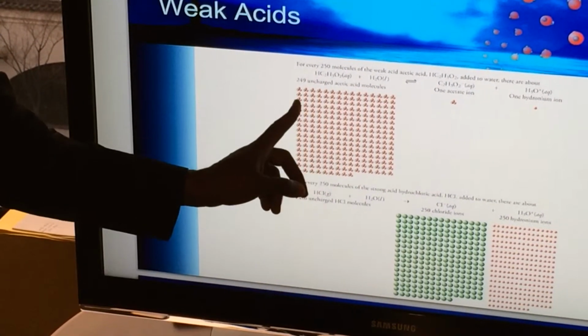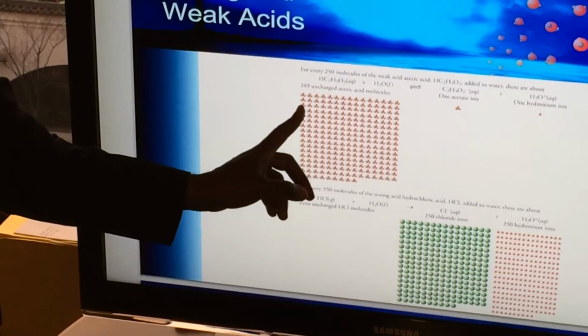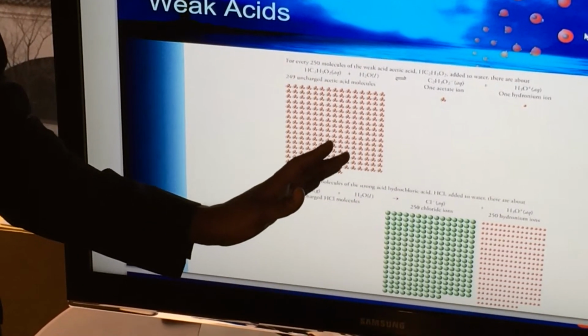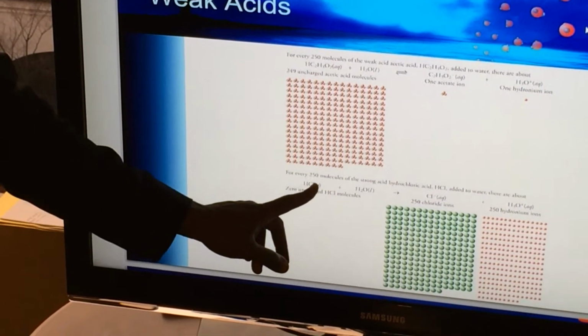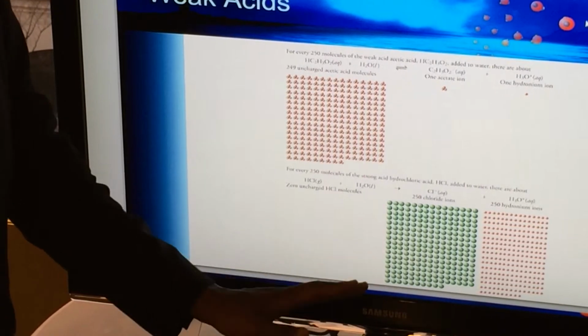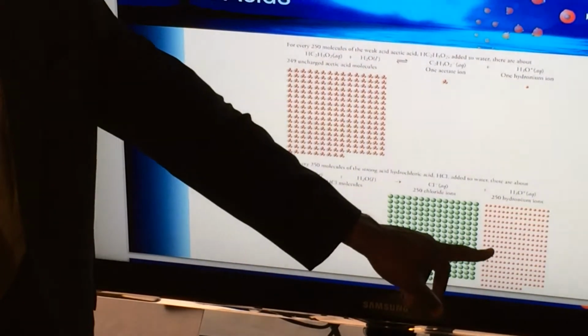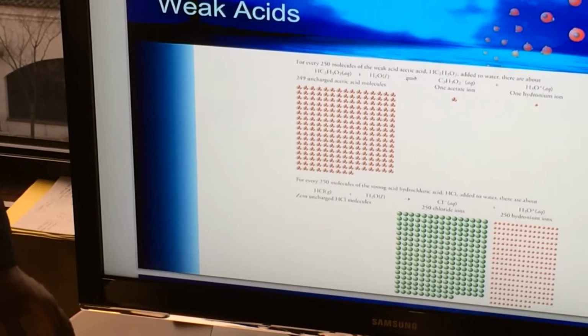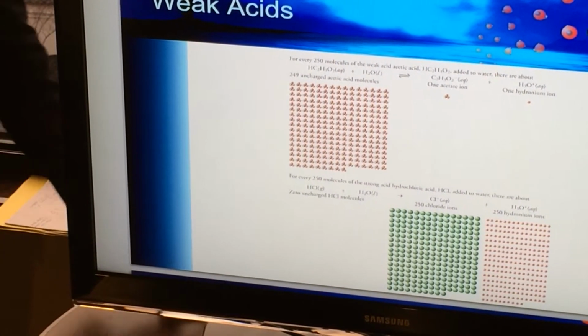So basically 1 out of every 250 acetic acid molecules will create a hydronium. You see how weak that is? Compared to hydrogen chloride, all 250 contribute to the generation of 250 hydronium ions. So this gives you a clear-cut definition of the strength of an acid.